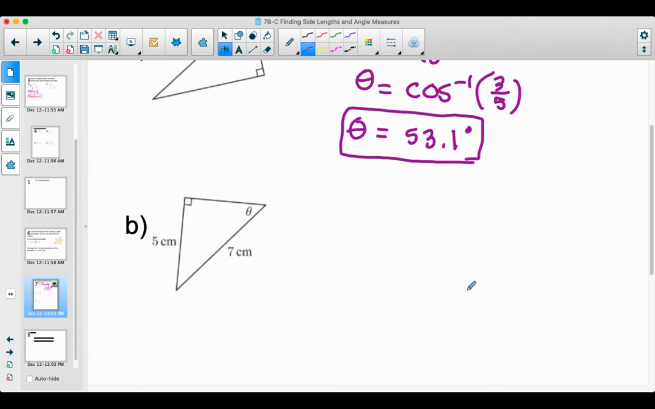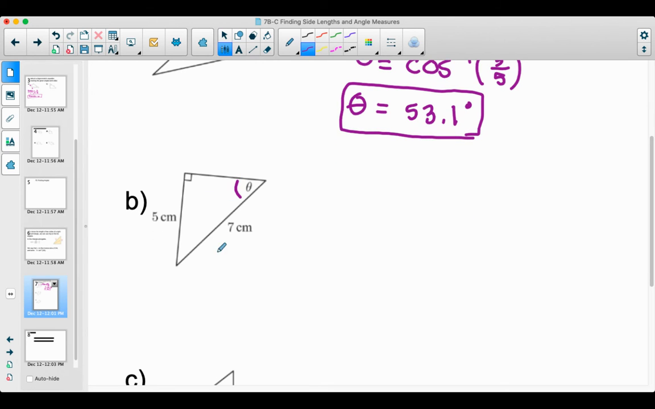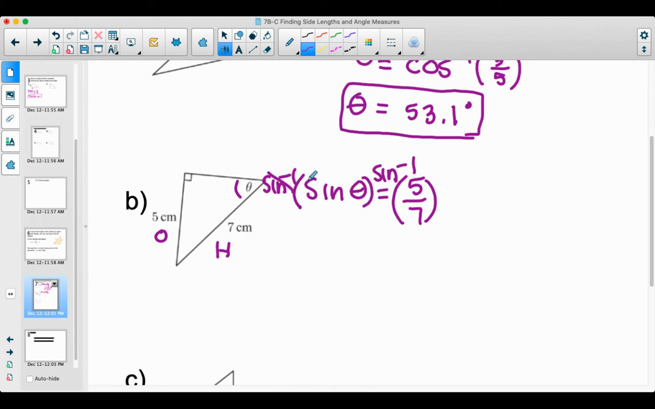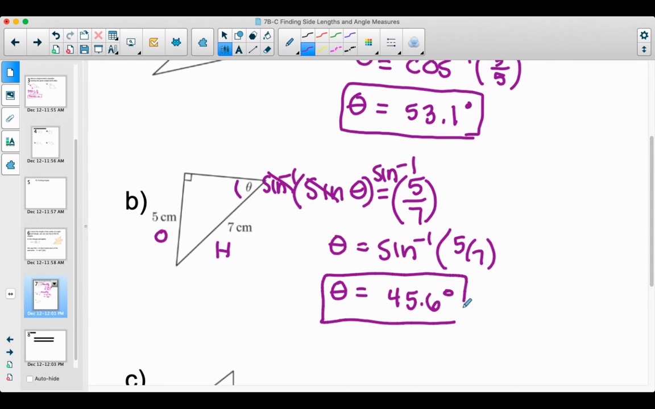Okay, let's take a look at our next one. So here is our angle theta. This is going to be my hypotenuse, and then this is going to be my opposite. So opposite and hypotenuse is your sine function. So we have the sine of theta is equal to opposite over hypotenuse, 5/7. And then again, to get rid of that sine, I have to do sine to the -1 on both sides so that the sine cancels, and we just have theta is equal to sine to the -1 of 5/7. And then go second sine to get the inverse, and then 5 divided by 7, and we end up with theta is equivalent to 45.6 degrees if we round to 3 sig fig.